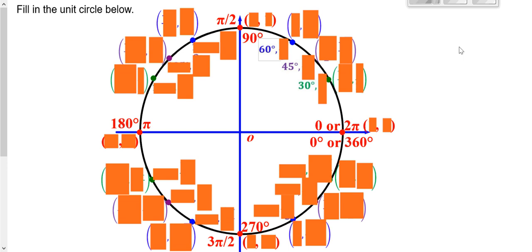We're going to take some time to talk about the unit circle. A unit circle has a radius of 1 unit. So if I'm going straight to the right, the coordinates of that point would be 1 to the right and up 0.